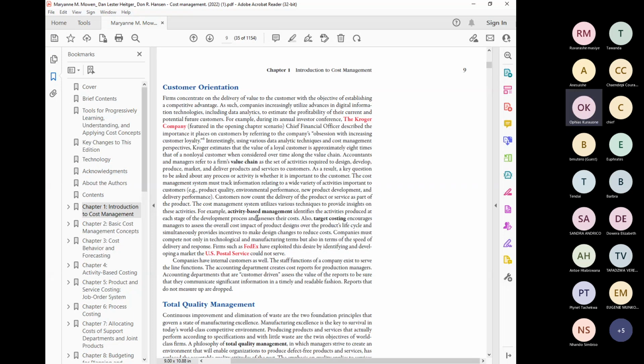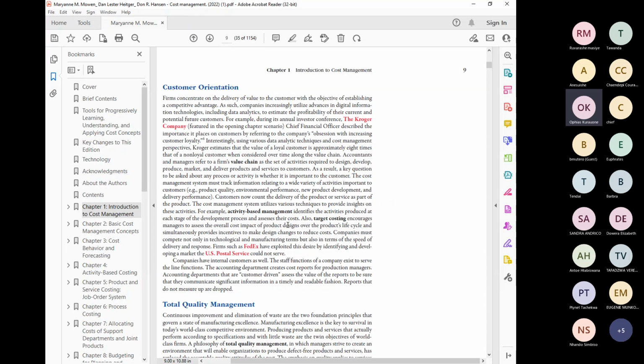Then you have activity-based management. Identify the activities produced at each stage of the development process and assess the cost. So when you are doing your activities, when you are producing a product, at each stage you should assess and manage the costs. Don't just ignore. Then target costing is very important to understand, because it encourages managers to assess the overall cost impact of product design over the product life cycle and simultaneously provides incentives to make design changes to reduce cost.